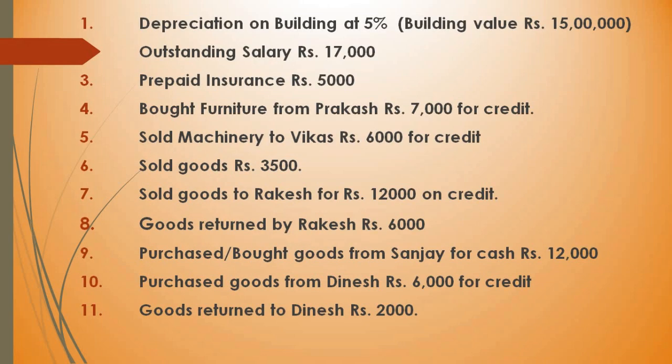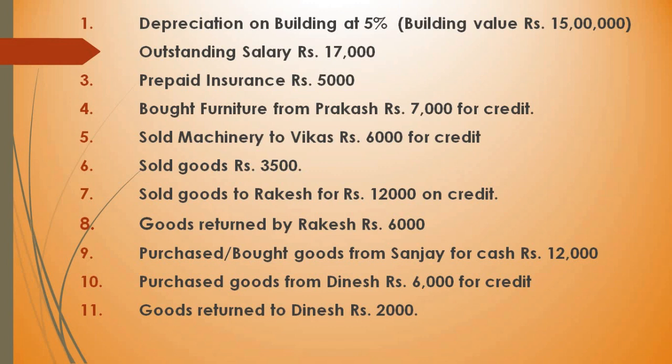So here are some transactions. Depreciation on building at 5%. Outstanding salary rupees 17,000. Prepaid insurance rupees 5,000. Bought furniture from Prakash rupees 7,000 for credit. Sold machinery to Vikas rupees 6,000 for credit. Sold goods rupees 3,500. Sold goods to Rakesh for rupees 12,000 on credit.